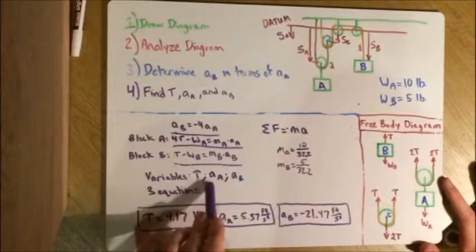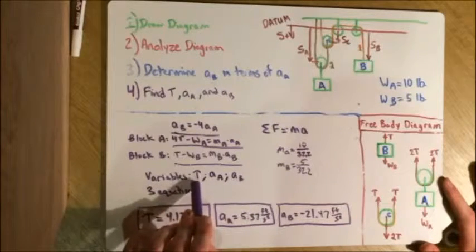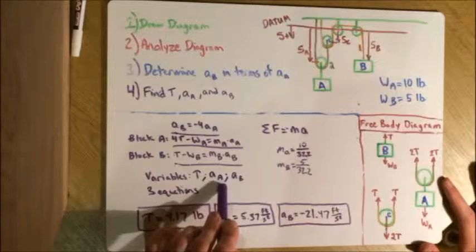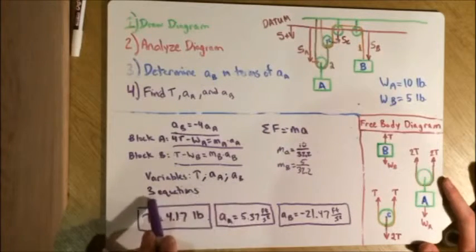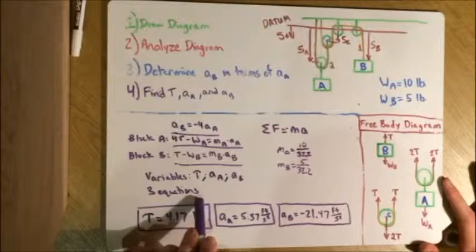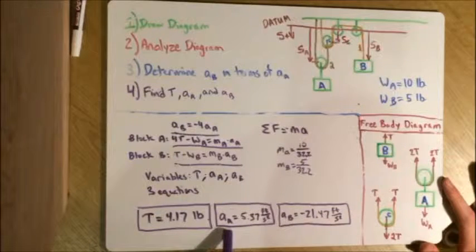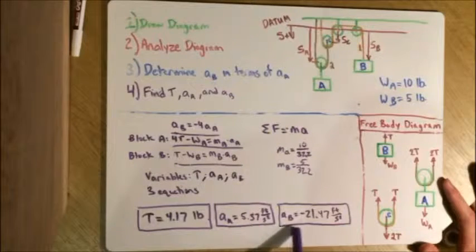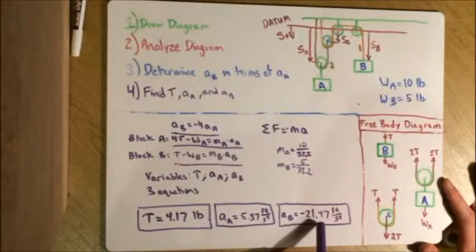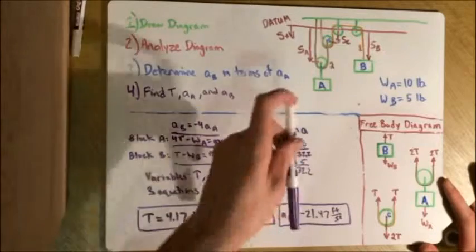Now we only have 3 variables left: the tension of rope 1, the acceleration of block A, and the acceleration of block B. We also have 3 equations, so we can solve for each of our 3 variables. The tension of rope 1 is equal to 4.17 pounds. The acceleration of block A is 5.37 feet per second squared, moving upward, and the acceleration of block B is 21.47 feet per second squared, moving downward.